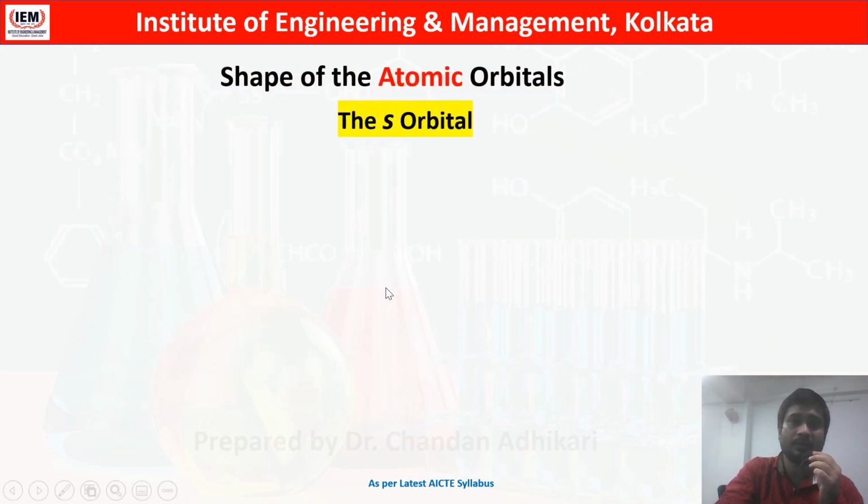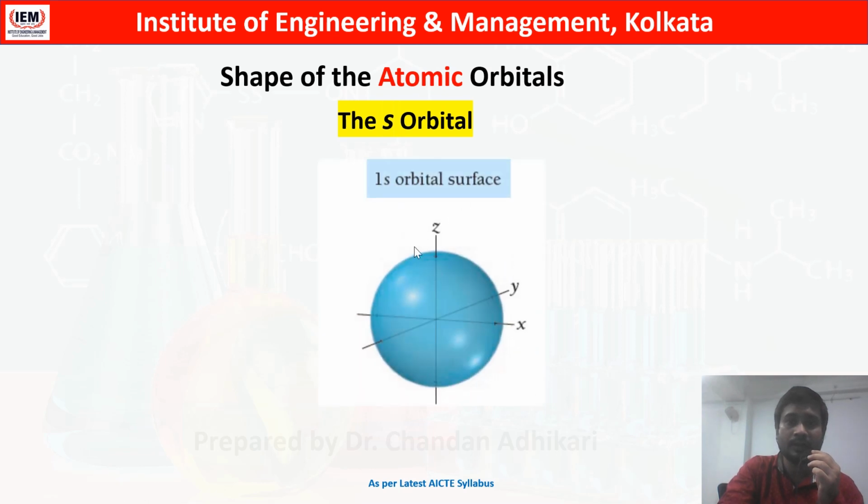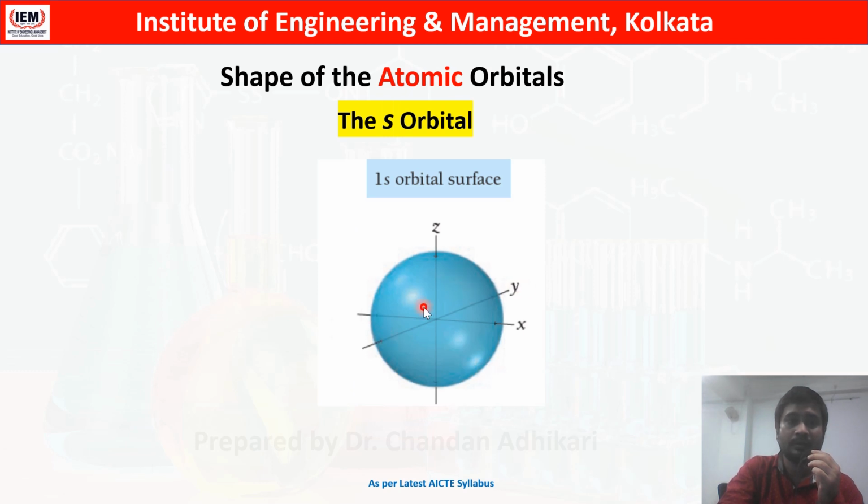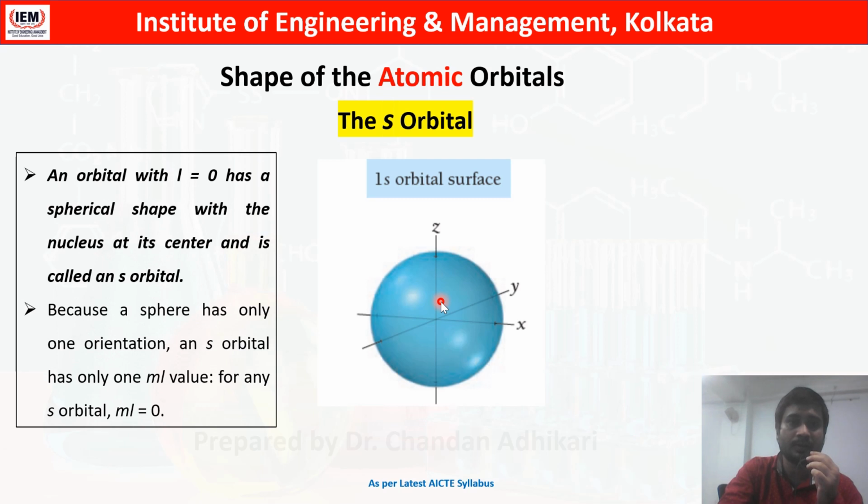So what is an s orbital? Basically, s orbitals are a spherical region where the probability of finding the electron is maximum. Now, s orbitals look like this, spherical, and an s orbital actually appears when l equals 0. That means when the azimuthal quantum number l has a value of 0, and we plot the electron probability, it is a mathematical plot, it will look like a spherical shape. So that's why it's an s orbital.